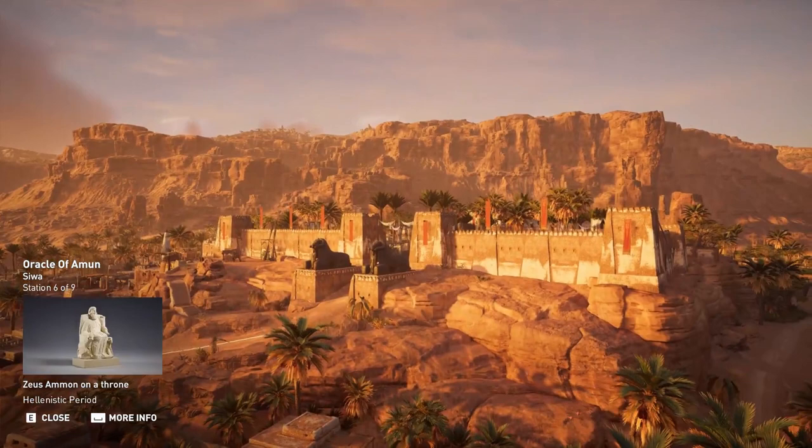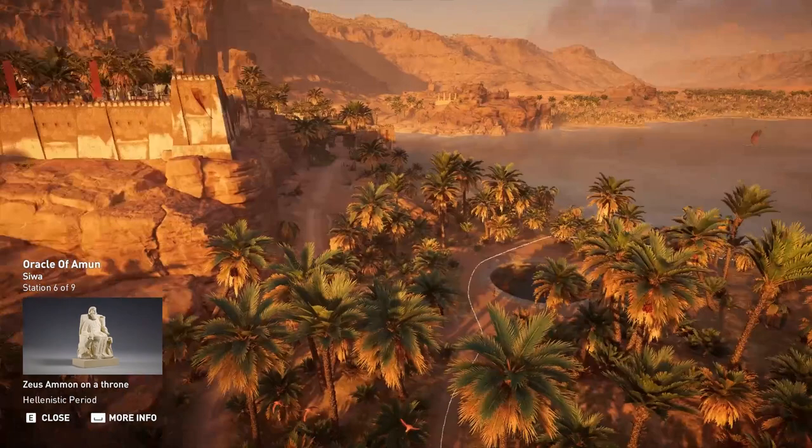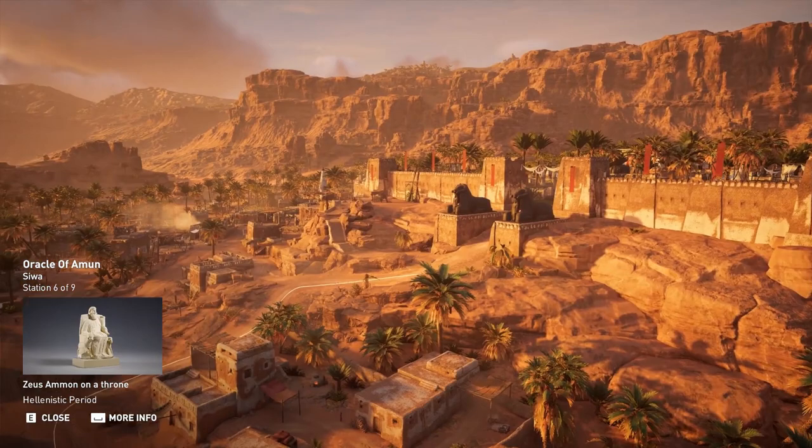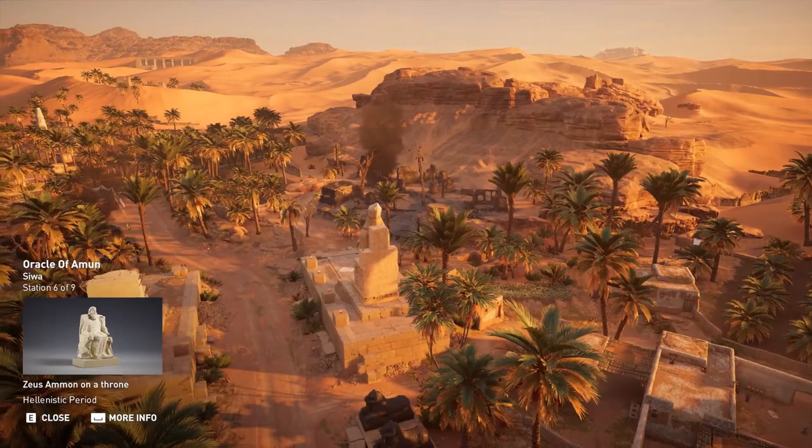Oracles predicted the future, delivered omens that could be more or less obscure, and offered divine guidance. The Siwan Oracle was considered one of the three greatest of the ancient world, alongside the oracles of Delphi and Dodoni. Because of the Greek colonies in Cyrenaica, the temple associated Zeus with the worship of Amun.